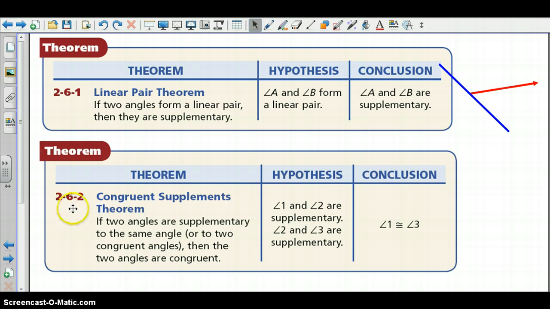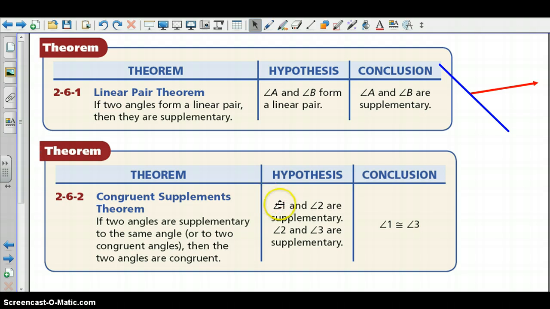Theorem 2.6.2, congruent supplements theorem, states if two angles are supplementary to the same angle, or to two congruent angles, then the two angles are congruent. So if we were given a situation where angle 1 and angle 2 are supplementary, angle 2 and angle 3 are supplementary, since 1 is supplementary to 2, and 2 is supplementary to 3, we kind of have a transitive property of supplementary angles going here.